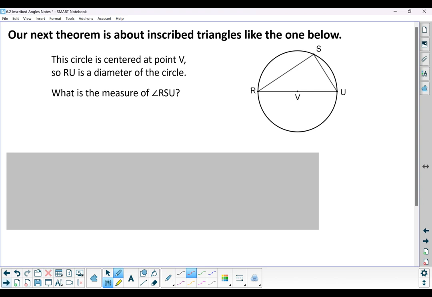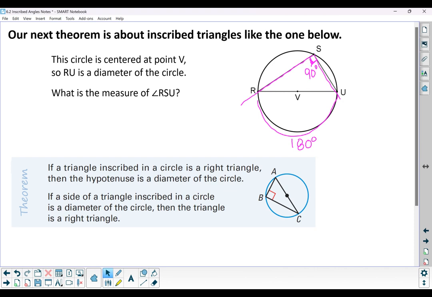So if we have a circle, this circle is centered at point V, and RU is a diameter. We want to think about what is the measure of angle RSU. Well, let's think about the arc that it intercepts. That angle connects to the circle at point R and point U. So we need to use this arc to find the measure of that angle. Well, that arc is a semicircle, so it's 180 degrees, which means that this is a 90-degree angle. We have a right angle right there.